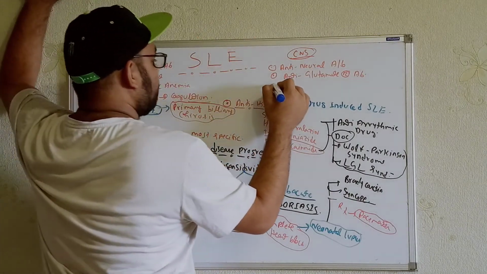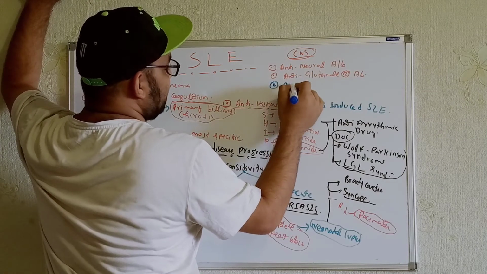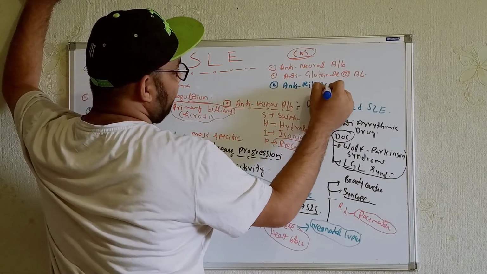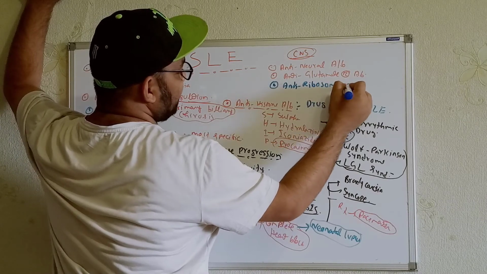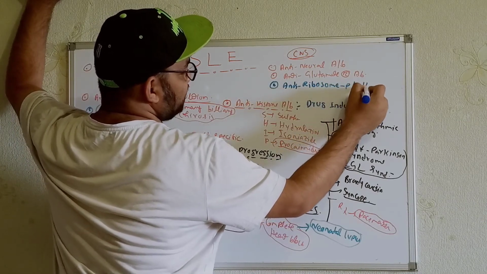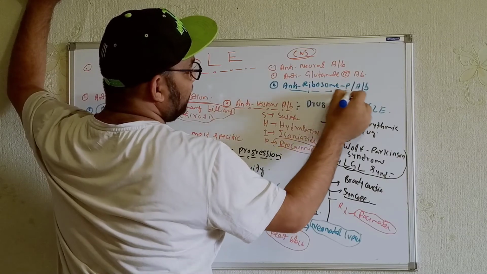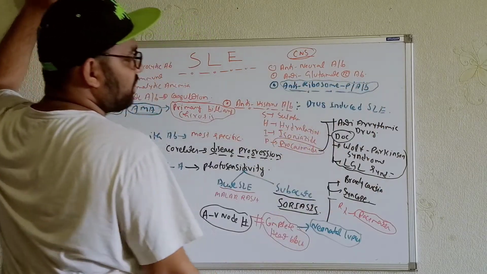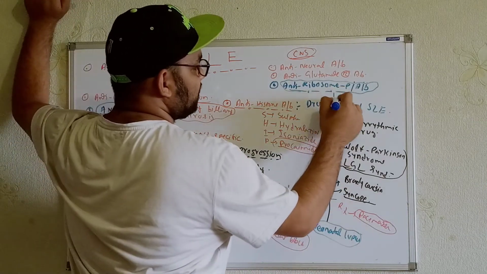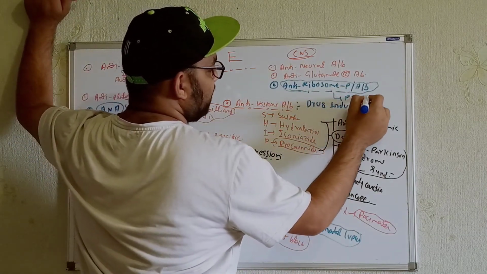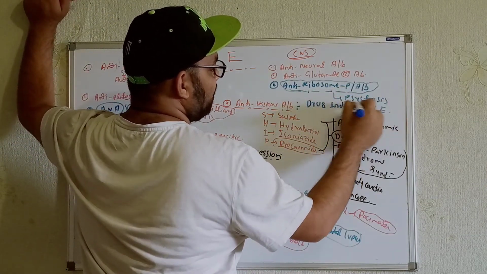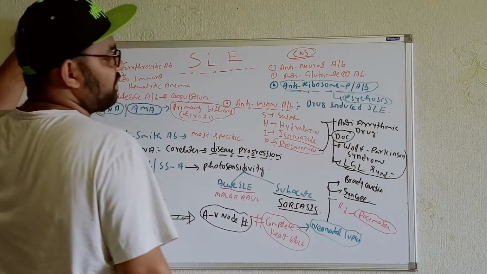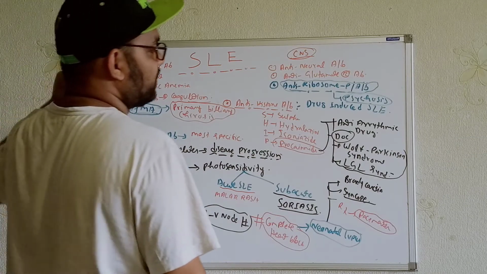And the third one, which is important, is the anti-ribosome P antibody. The important thing is that this type of antibody can cross the blood-brain barrier, and whenever it crosses the blood-brain barrier, it can cause psychosis. So what's the name of the antibody? Anti-ribosome P antibody. It will cross the blood-brain barrier and cause psychosis.